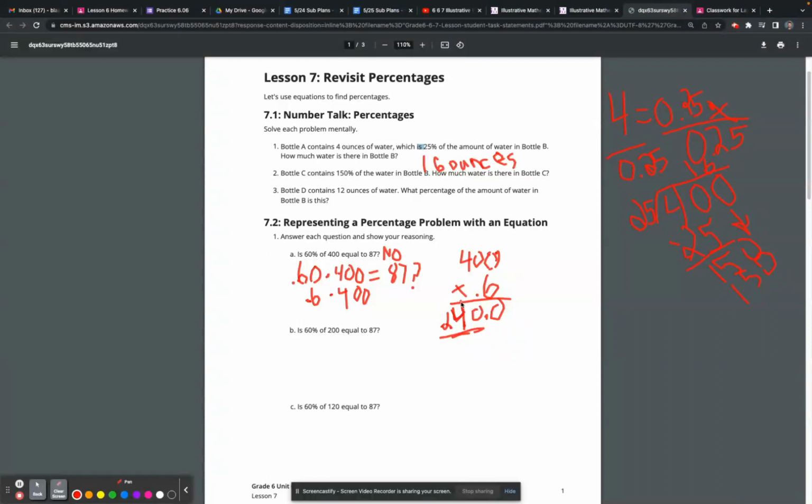Okay. So then go ahead and do that same thing for these two problems and see if 60% of 200 would be 87 and see if 60% of 120 would be 87. Okay.